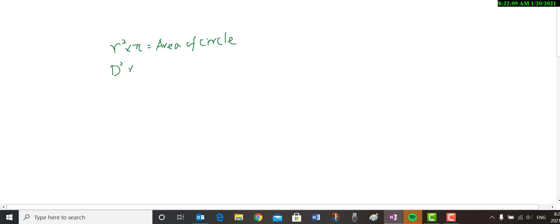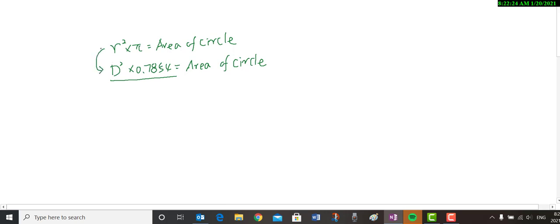So when we talk about the area of the circle, many people use a formula like this one: r squared times pi is the area of circle. But some textbooks or some engineers use a formula called diameter squared times 0.7854 as the area of circle. Where does this formula come from?